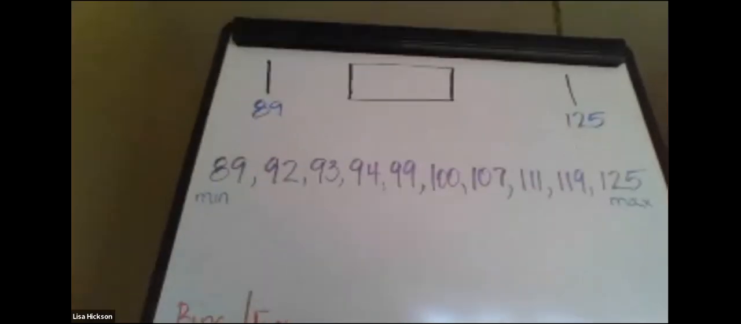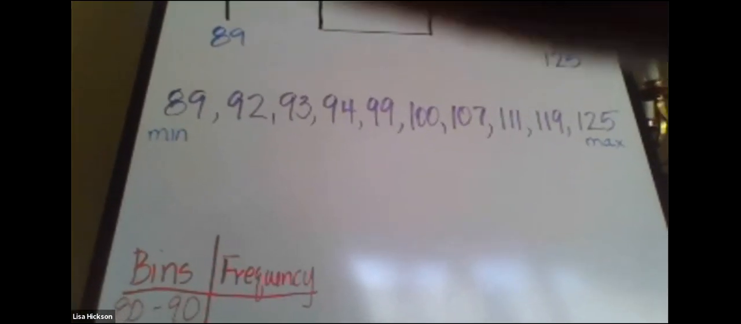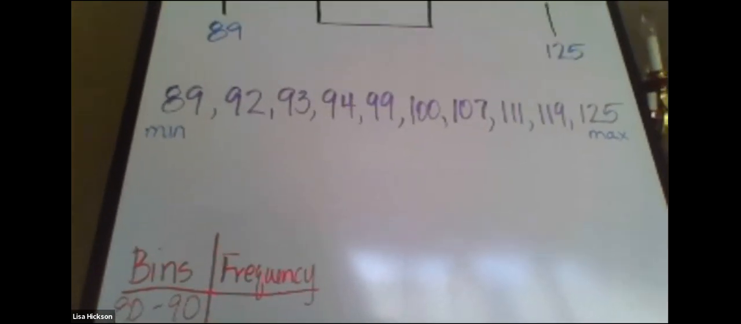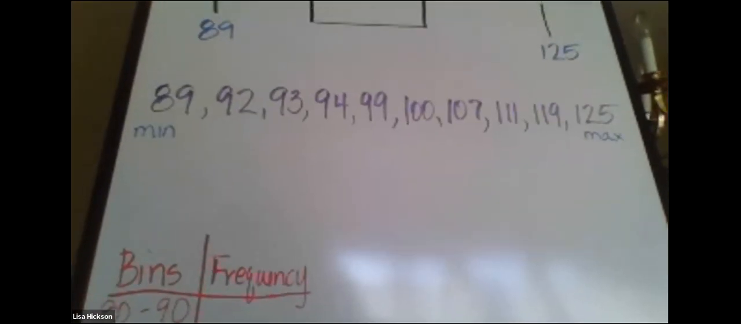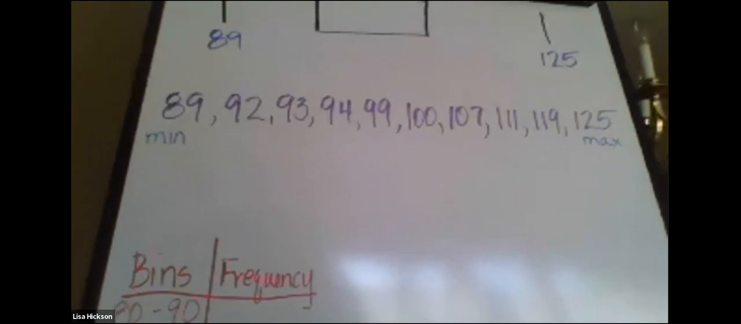So now let's find Q2. Q2 is going to be the median of the data set. How many terms are in the data set? 10. So when there is an even number of terms in a data set, how do we find the median? If I add the middle two, 99 and 100, which is 199, and divide that by 2, which is 99.5.